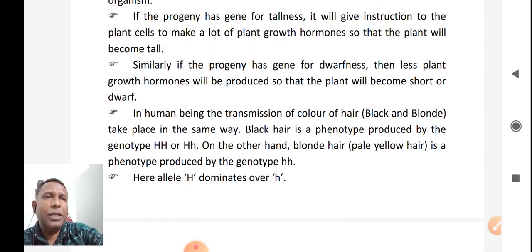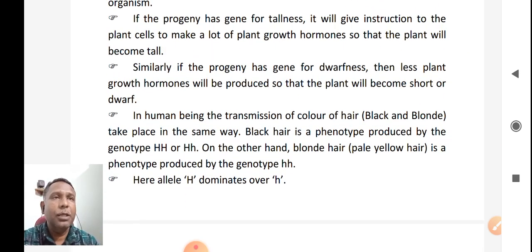In human beings, the transmission of color of hair like black and blonde take place in the same way.